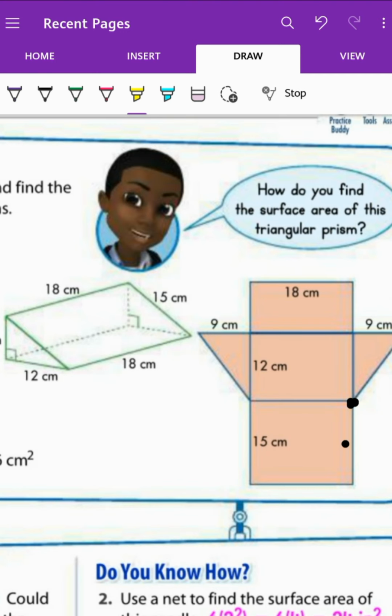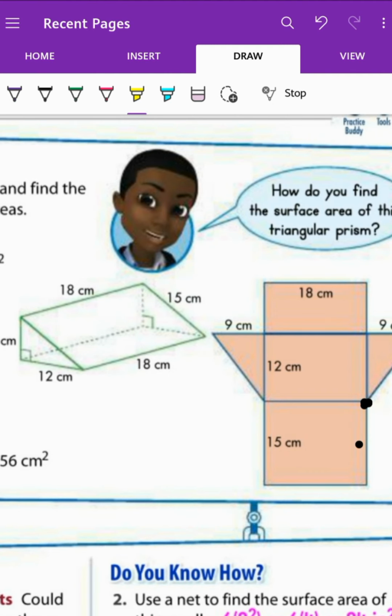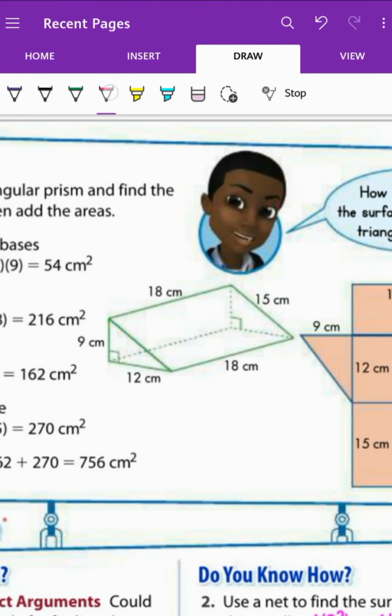Without drawing the net of this one, we can do it easily. First of all, you have to understand that any triangular prism has two identical triangles. Identical means the same. So if I find one, that means I find the other one, the second one. First of all, let us find the area of this triangle. It is base by height over 2, yes.